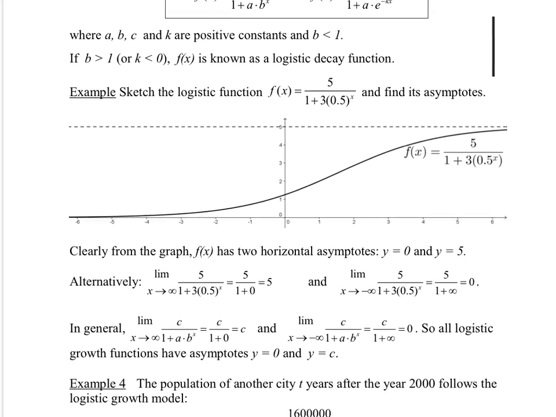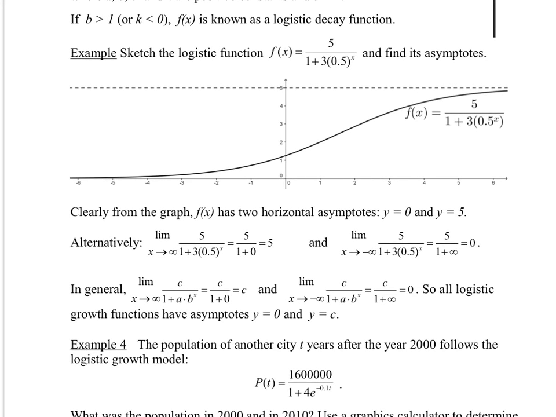Another way of saying that is that as x gets really, really large, like 6, 7, 9, 10, 100, a billion, the y value, the whole expression, is getting closer and closer to 5. So the limit as x goes towards infinity of this is equal to 5. On the other hand, if x goes towards negative infinity in this direction, the y value, this whole expression, gets closer and closer to 0.